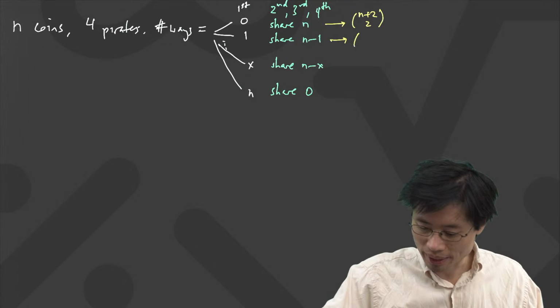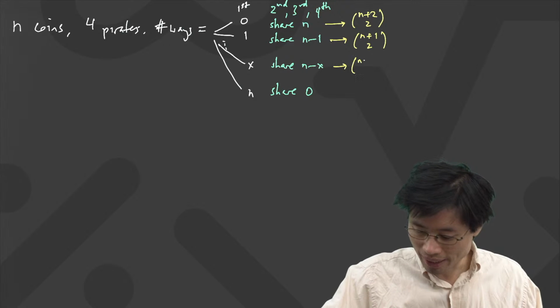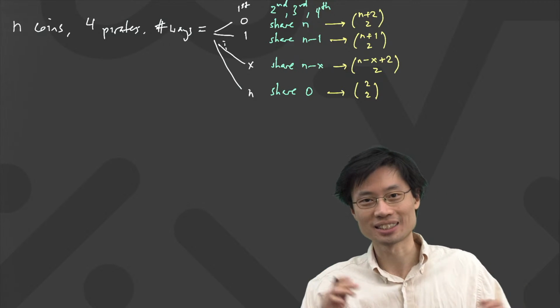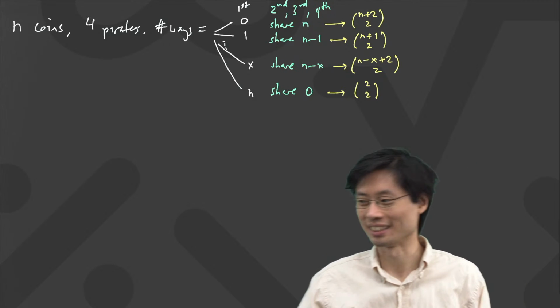This is going to be n minus 1 plus 2, which is n plus 1, choose 2. This is n minus x and then plus a 2, choose 2. And this is 0 plus 2, choose 2. Oh, how nice, that's 1. That's nice. I do expect it to be 1 at the end.